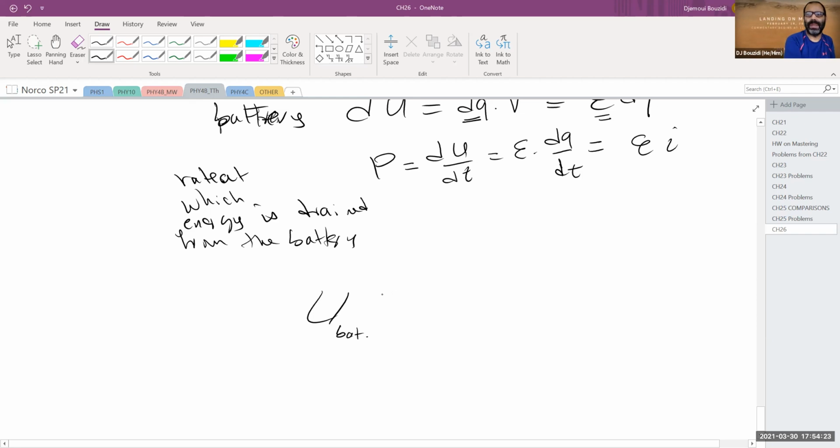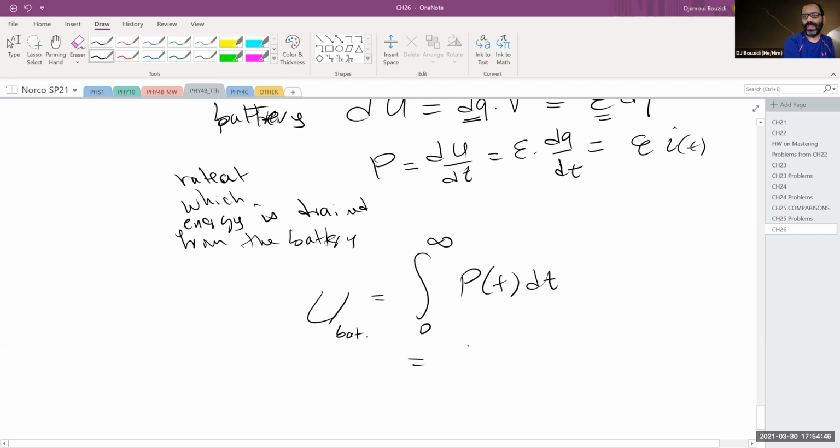I'm going to write it U bat. So in this case, it's the integral from 0 to infinity. Remember, it took an infinite amount of time to charge the capacitor. So we're going to integrate from 0 to infinity this power, which is time dependent because this current is time dependent, times dt. So we start from 0 when we turn the switch, and we're going to wait an infinite amount of time for it to charge.